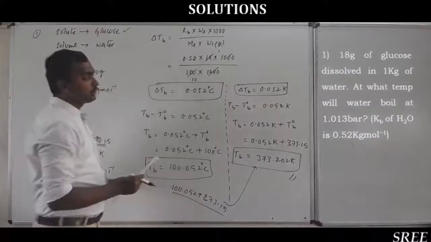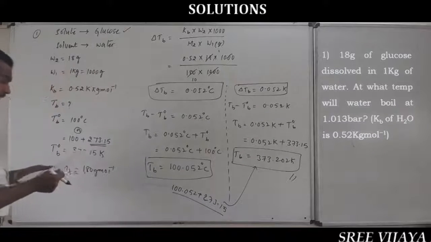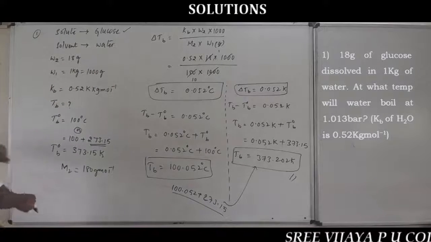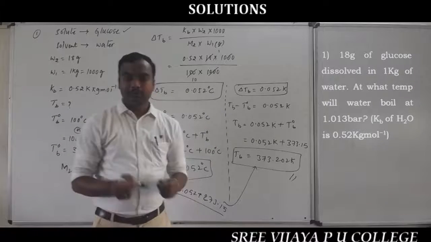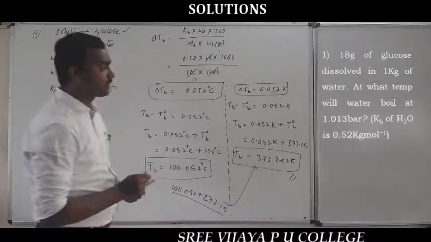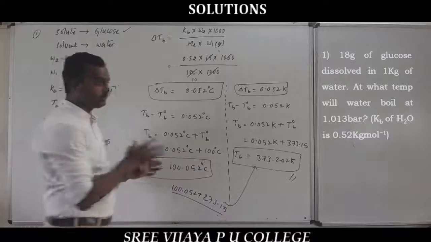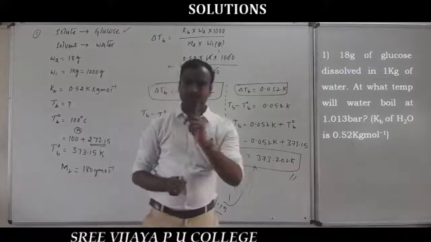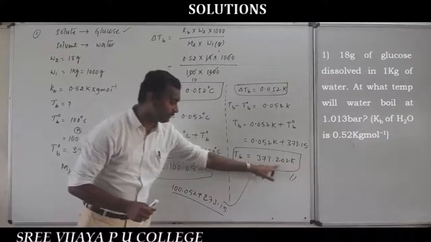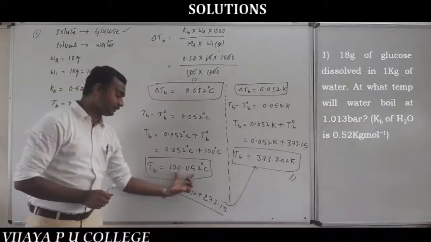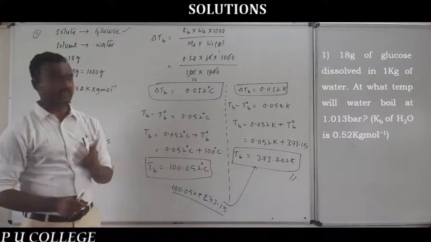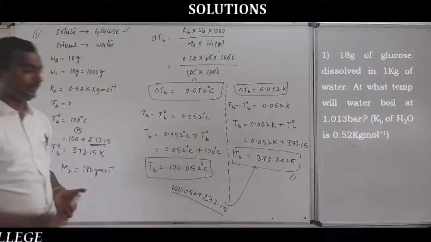That is the answer to question number 1, the value 373.202 Kelvin. So that's about problem number 1: 18 gram of glucose dissolved in 1 kg of water. When dissolved, at what temperature does the water boil? That is 373.202 Kelvin or 100.052 degree Celsius. So that's about problem number 1.